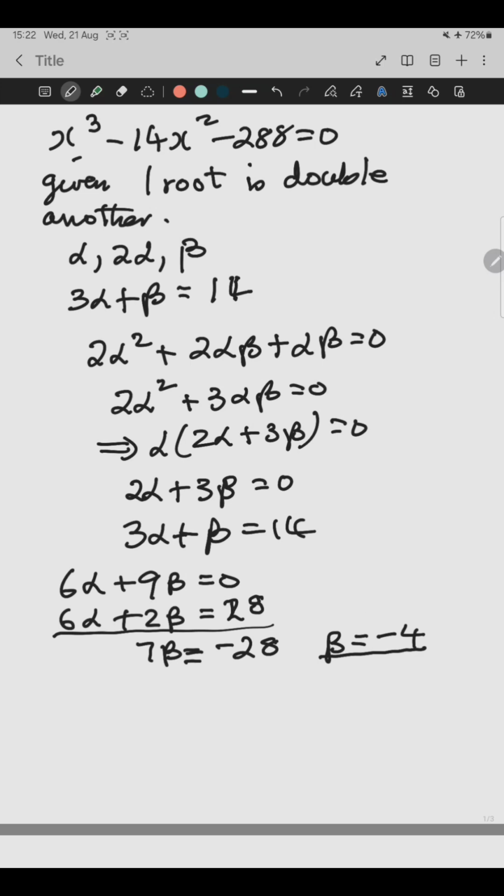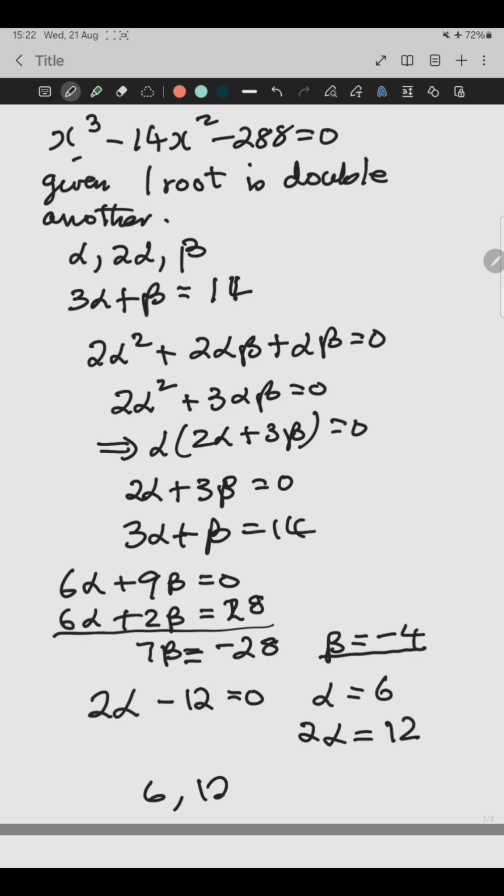To find alpha, we can substitute in either of those two equations, so let's say 2 alpha plus 3 beta, that'll be minus 12, is 0, so alpha is 6, and 2 alpha is 12, so we've got our 3 roots, which are 6, 12, and minus 4, and that completes the question.